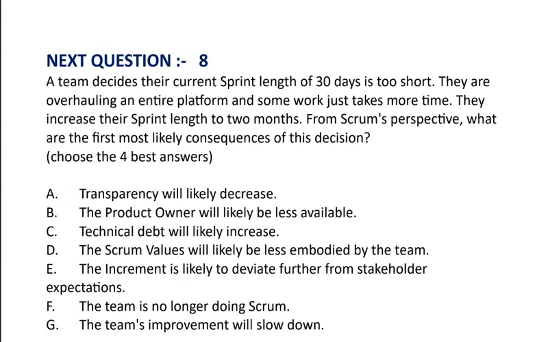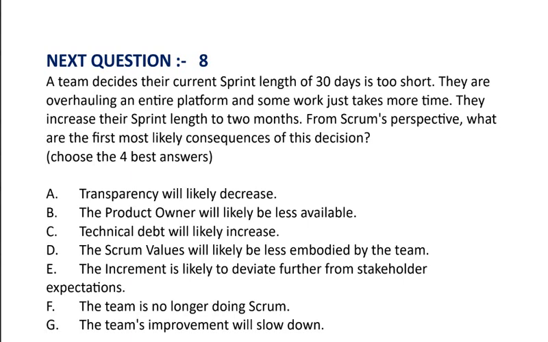Question is, a team decides their current sprint length of 30 days is too short. They are overhauling an entire platform and some work just takes more time. They increase their sprint length to 2 months. From Scrum's perspective, what are the first more likely consequences of this decision? Choose the four best answers.